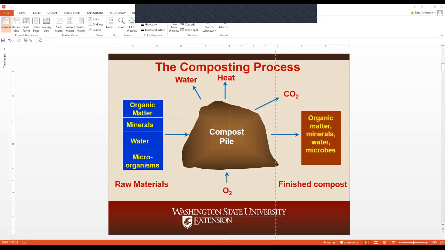When you're done, you have what you begin with. You have organic matter, you have minerals, you have water, and you have microbes. You have a material that's easier to deal with and has a better nutrient profile with it. And also you've given up 40 to 60% of your volume during the composting process.